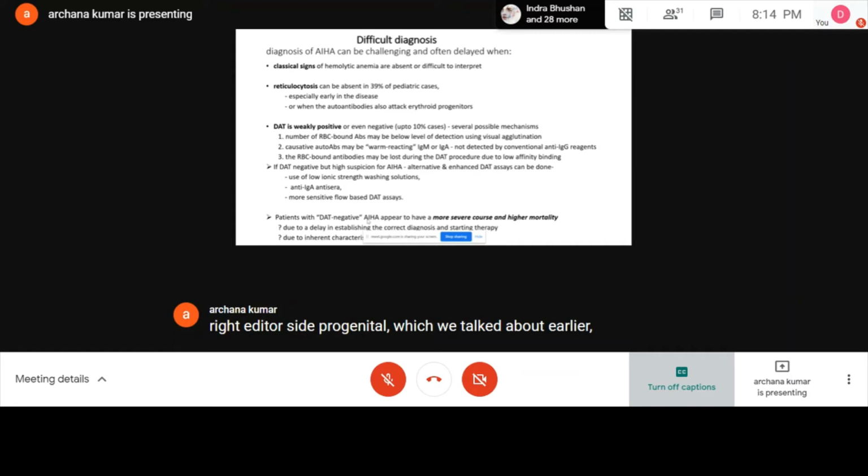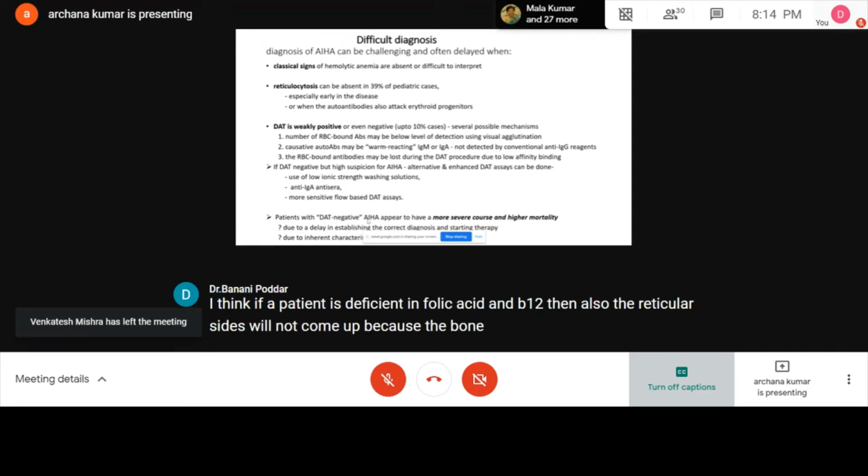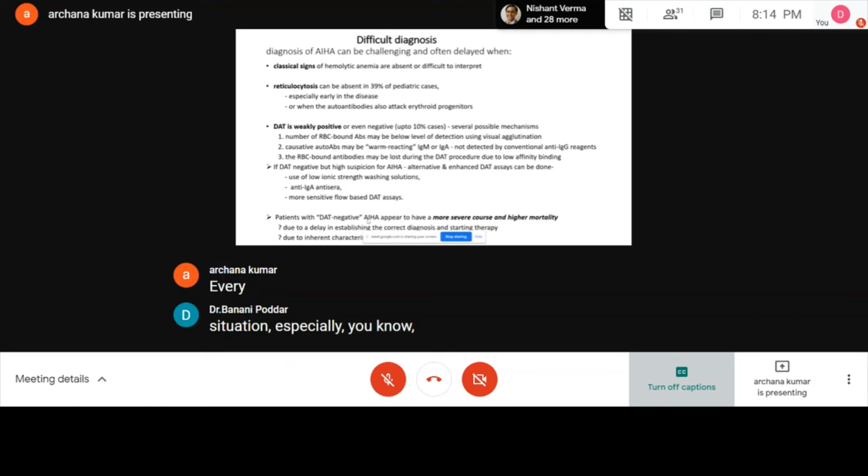Ma'am, can I say one thing here, please? Sure. I think if a patient is deficient in folic acid and B12, then also the reticulocytes will not come up because the bone marrow cannot respond. Absolutely right. And that's not a very uncommon situation, especially in teenagers and things like that.